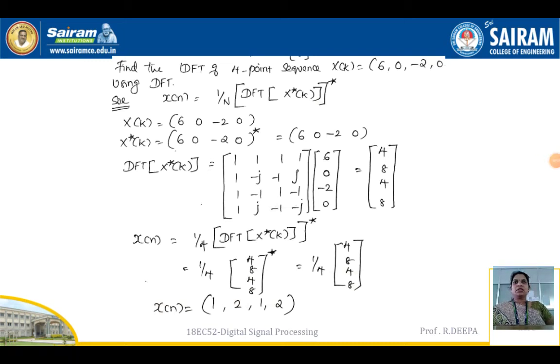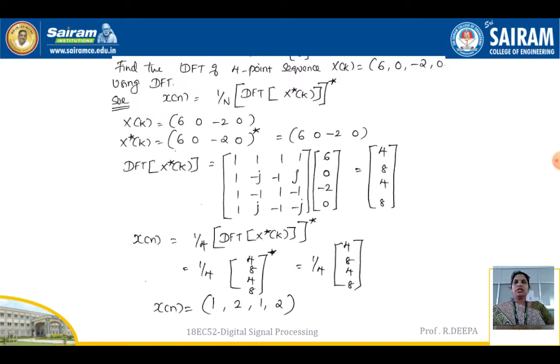Very good morning, students. In today's class, we are going to find the IDFT using the DFT expression. You have to find the IDFT of the 4-point sequence X(k), which is given as 6, 0, -2 and 0, using DFT. The new expression used to find the IDFT using DFT is x(n) = 1/N times the DFT of X conjugate(k), the whole conjugate. This is a new expression for you to find the IDFT using the DFT. Please make a note of this expression, right?